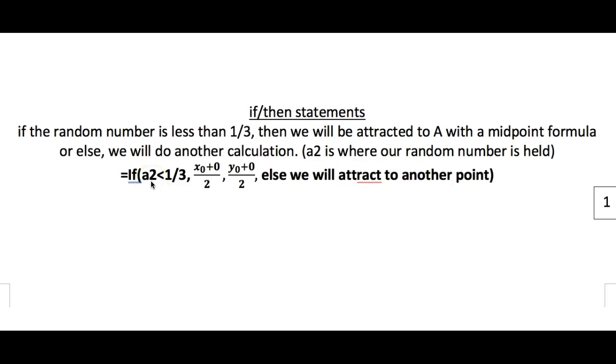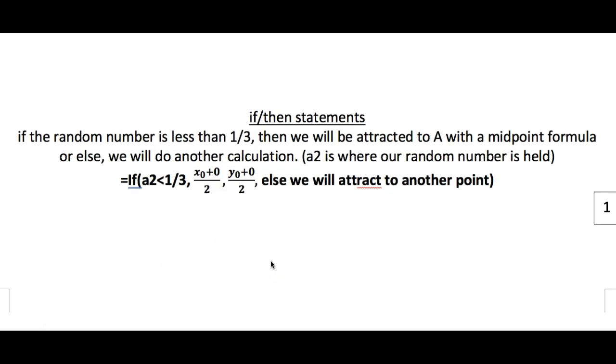But if A2, the random number, is less than 1/3, we're going to calculate the midpoint for point A, which is 0 and 0. Otherwise, we're going to do another point. And so this is how it's set up. Here's your condition. Here's what we'll do if it's true, and then here's what we'll do if it's false. This comma here is not exactly right, but we'll get you going in a second. So that is how we write if-then statements.